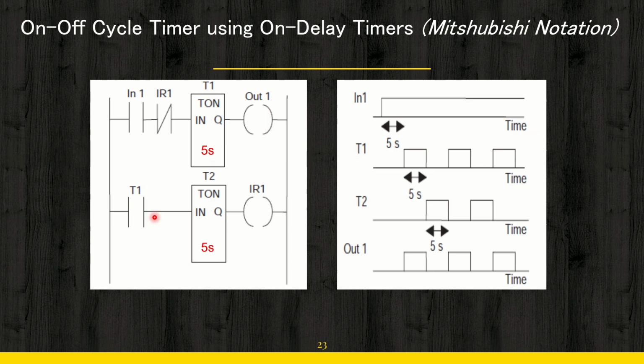Once your output is low, this T1 definitely at the same time will also become low. The moment it is low, this IR1 is going to be low. Okay, so the IR1 will be low immediately because there is no connection. Since there is no signal, this will become low. The moment IR1 is low, then this particular contact that is associated with IR1, earlier it was NO, now this will become NC. So this is a very simple operation. Okay, so in this way you can generate an on-off cycle using on-delay timers.